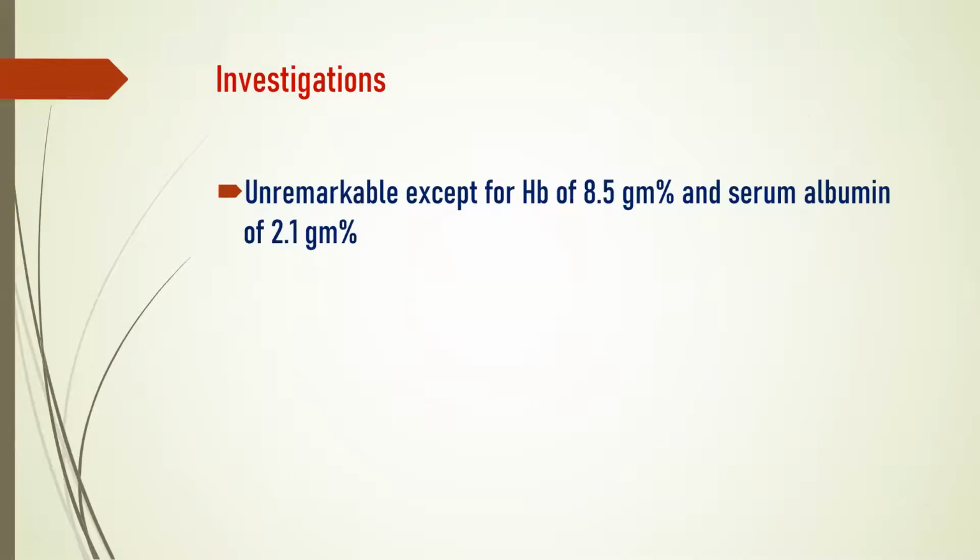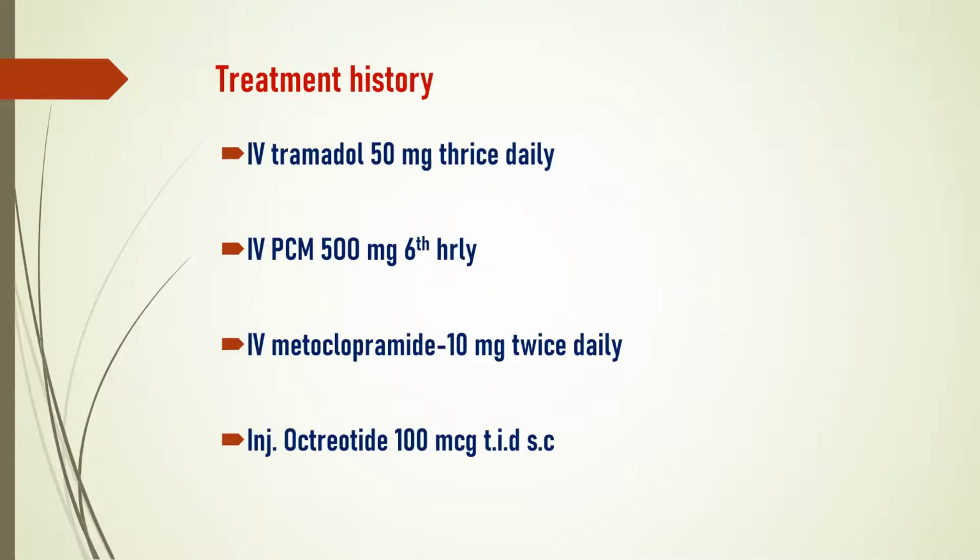Next slide, please. The investigations were not very remarkable except for anemia. Hemoglobin was around 8.5 grams percentage and a serum albumin of 2.1 gram percentage. Next slide, please. So the treatment that she was receiving at the time when she was referred to us was IV tramadol 50 milligrams twice daily. She was on paracetamol 500 milligrams 6th hourly, and she was getting metoclopramide 10 milligram twice daily. And she was also getting octreotide 100 microgram thrice daily subcutaneously.